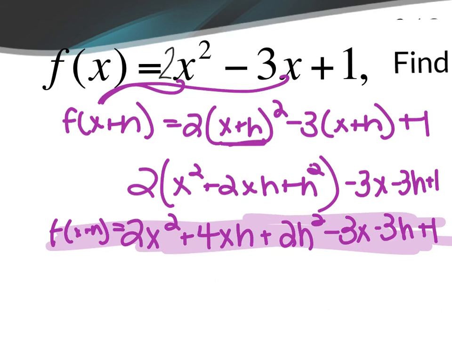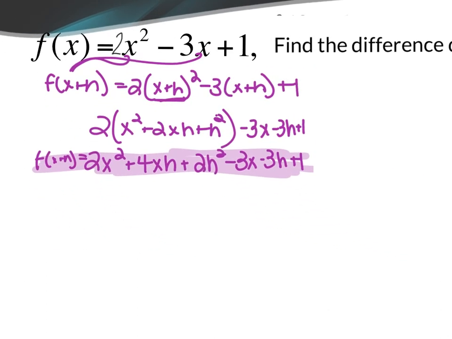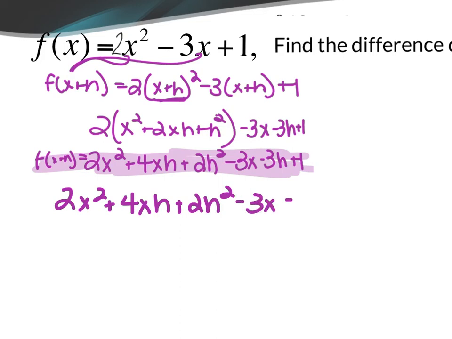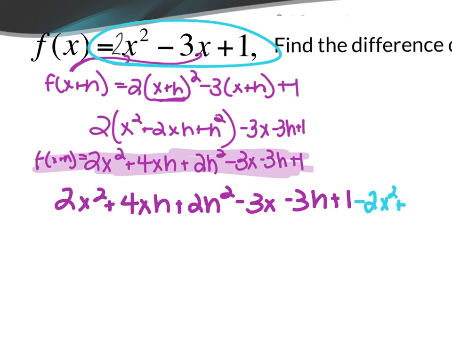Then I'm going to take from that and subtract my f of x. So I'm going to take my 2x squared plus 4xh plus 2h squared minus 3x minus 3h plus 1, and subtract from it my f of x. So minus, I'm going to go ahead and distribute it right now, but make sure you're careful: 2x squared minus 3x plus 1. So every sign thereafter should get distributed. And then I'm going to put all of this over h.